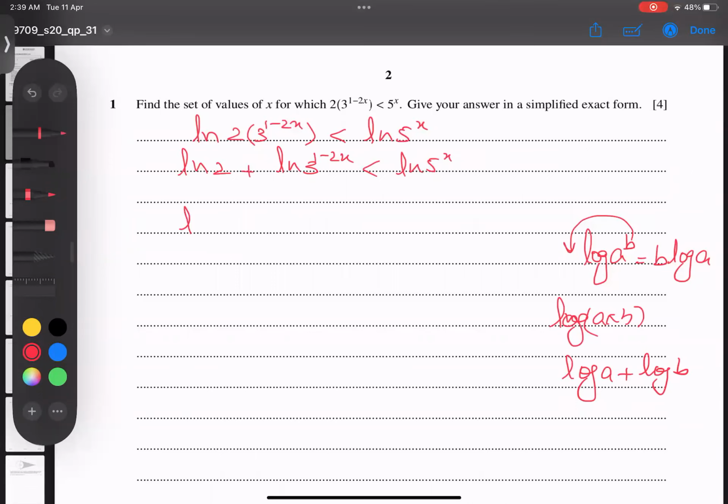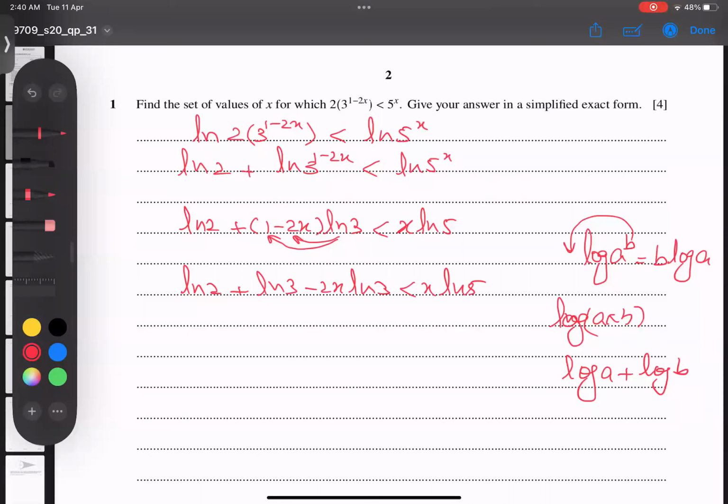Step number 2, here no change, but this power will come down due to this property. So I can write it here 1 minus 2x times log of 3, and less than x will come down here because of the power. I hope up till here, no confusion. But how many x's do we have? 2 x's. We have to bring them on one side. So log of 2 and log of 3 multiplied with 1 and with the bracket inside. So I got log of 2 plus log of 3 minus 2x log of 3, less than x log of 5.